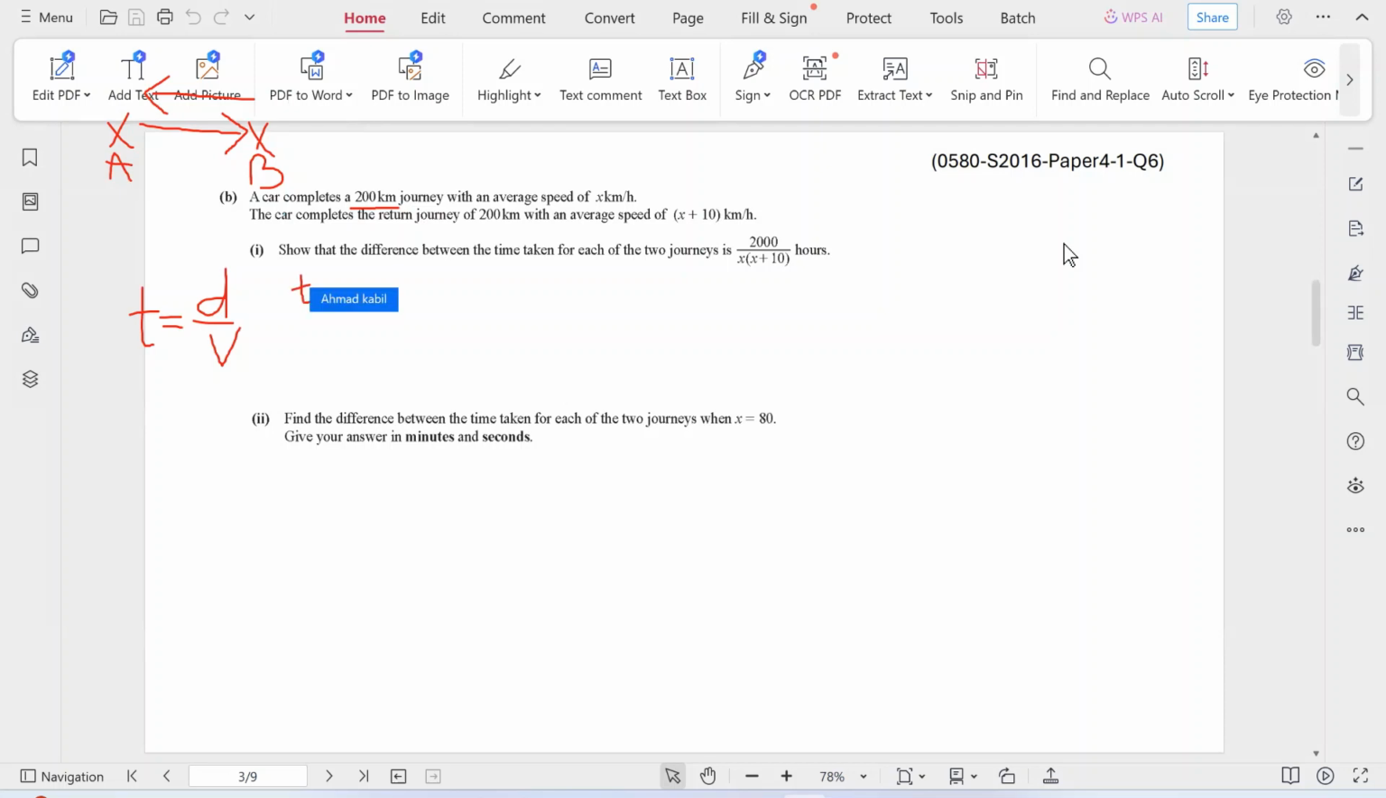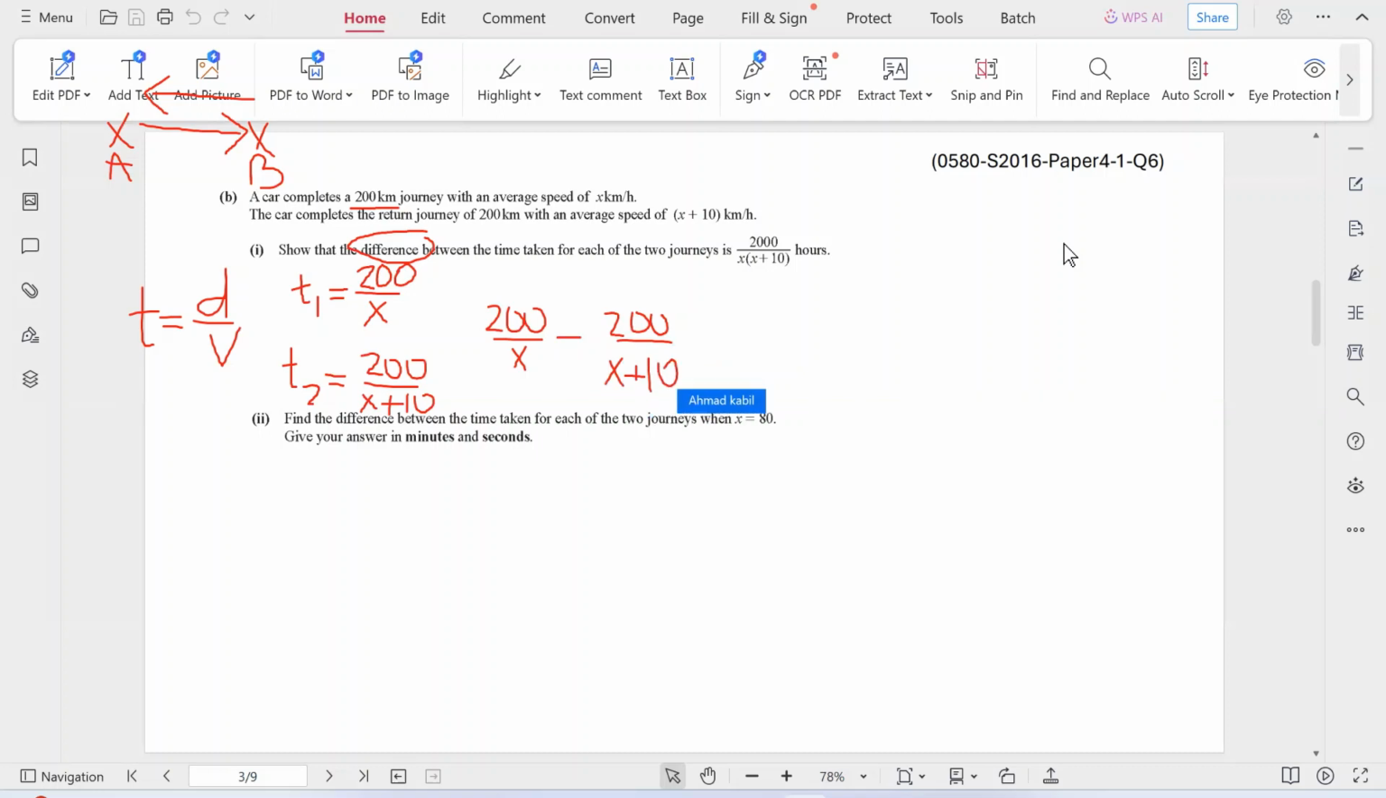So T1, the journey moving forward, is going to be the distance, which is 200, divided by the average speed, which is x. And T2 is going to be the same distance, 200, but this time divided by the new average speed, which is x plus 10. Our target is to find the difference between both, so we have to subtract one from the other. So 200 over x minus 200 over x plus 10.